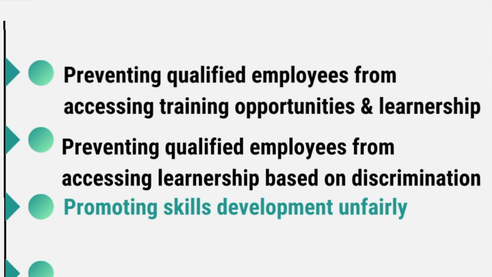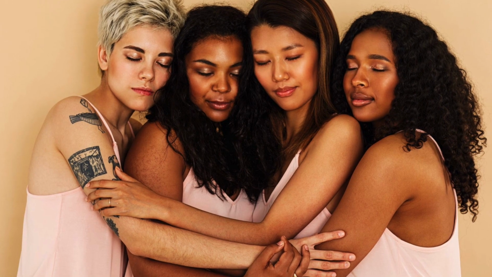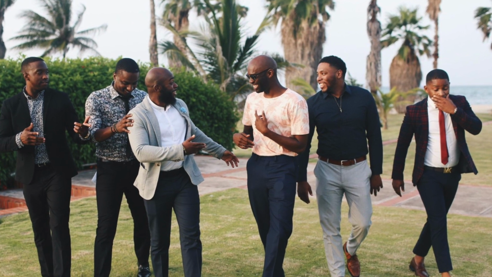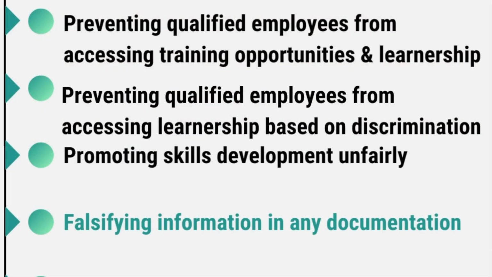Our third point is promoting skills development unfairly. For example, when you are benefiting certain employees over other ones, say because you like women, therefore you are developing the skills of women and you are not developing the skills of others, you are doing non-compliance. Then the other point is when you are falsifying the information in your document when you are submitting the document to SARS, therefore you will be categorized as non-compliance because you are giving false information.